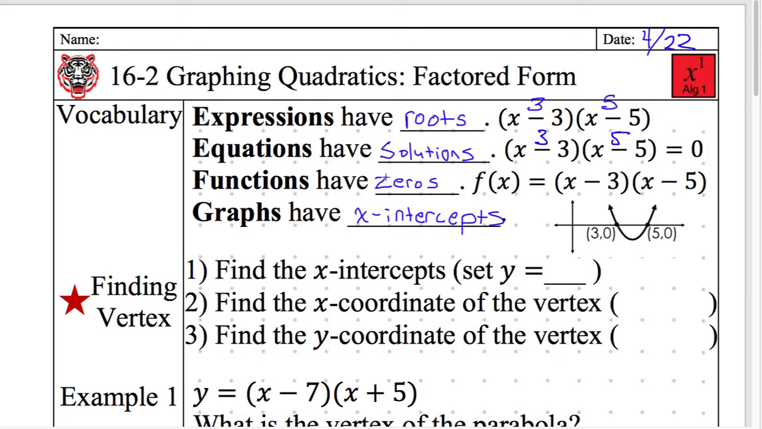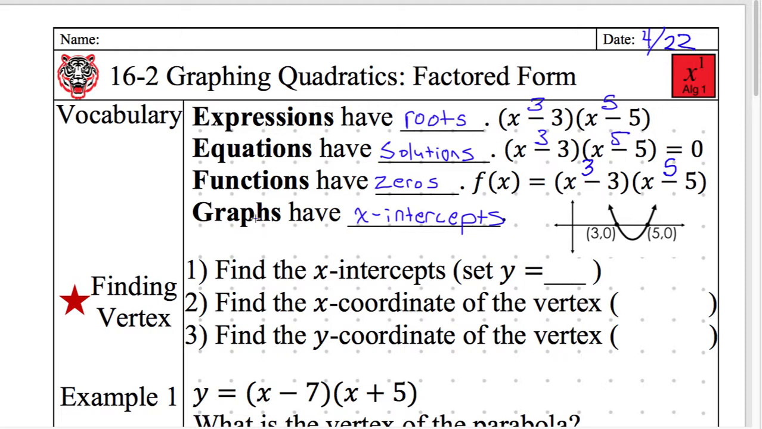If I'm talking about a function, again, that was on the homework last night, I have f of x equal to x minus 3 and x minus 5. I have to set f of x to 0, basically turning it into an equation to solve, and the zeros are at 3 and 5. And finally, if I'm looking at a graph, I have the x-intercepts (3, 0) and (5, 0). It's the same point, the same thing in different forms. So just try to remember roots, solutions, zeros, x-intercepts. These are not technically synonymous, but they're talking about the same thing, just in a different form.